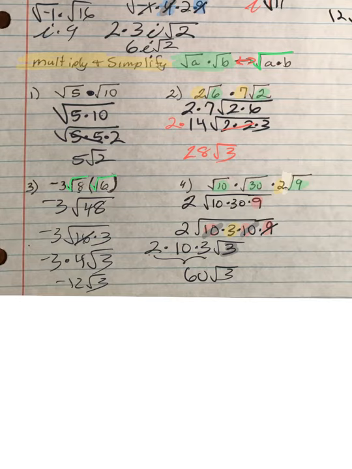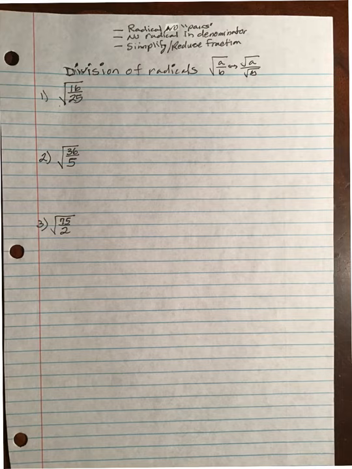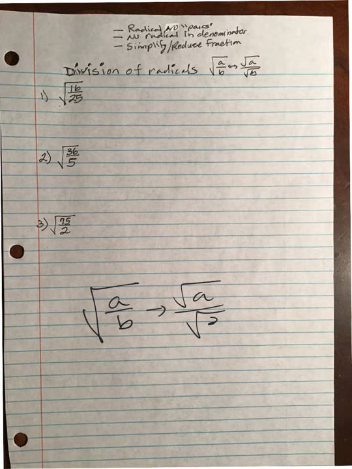So what you could do, stop the video, go back and rewind and look at these problems and practice doing them again. Now let's look at division. Next one, division. With division, there's a rule that says if you have a fraction under a radical, you are allowed to break them up in their own separate radical.